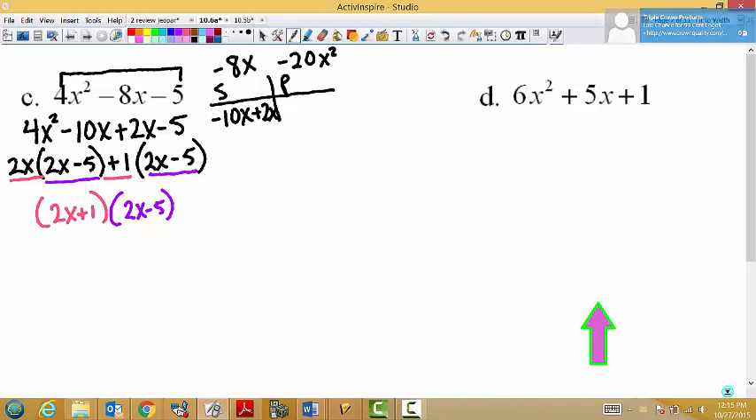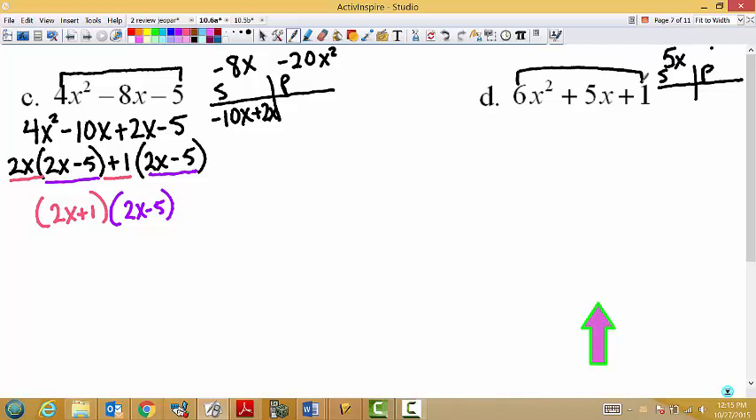Thank you. Continuing on. So we have S and P. We got 5x. 6 times 1 is 6. So what multiplies to give you 6 and adds to give you 5? Well, 2 and 3. I'm going to put my 3 first just because it makes it a little bit easier if you put your bigger number first. So I've got 6x squared plus 3x plus 2x plus 1.